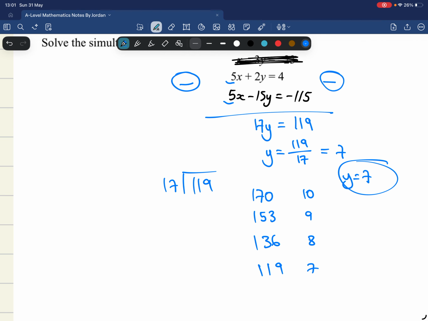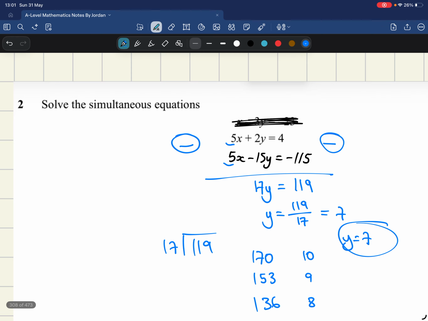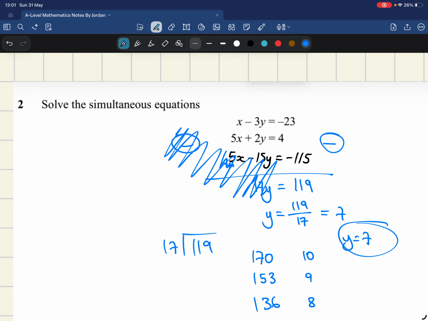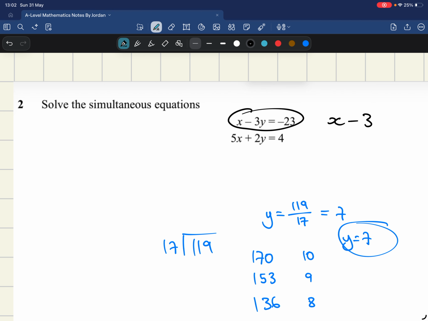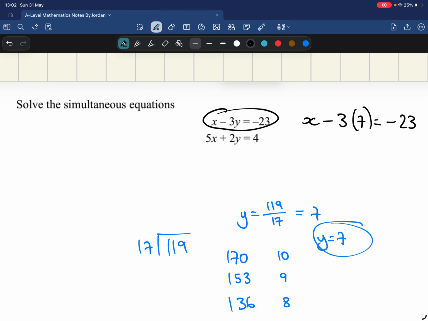And then the last thing to do, remember, is to find x. So this is where I could just go back to this more simple equation that I have here, and remembering I don't need any of this anymore now. So I've got that y equals 7. Let's start with this. I don't know what x is, that's fine, so I'll just write x minus 3 lots of y, which is 7, equals negative 23. So just simplify, x minus 21 equals negative 23.